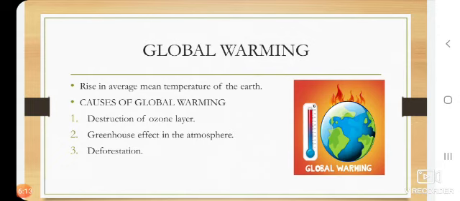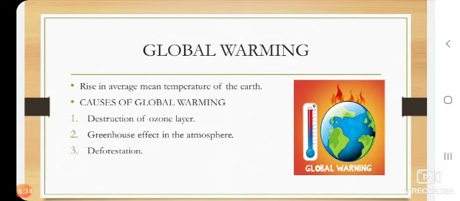Global warming is the rise in the average mean temperature of the earth due to an increase in the concentration of carbon dioxide and other gases in the atmosphere, which is known as global warming.